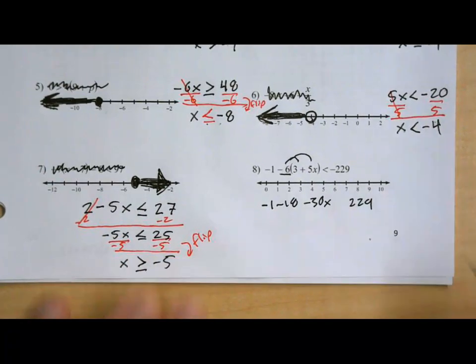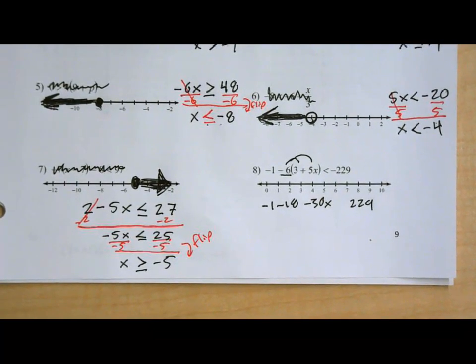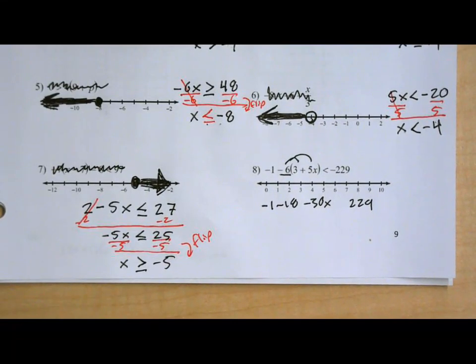I didn't write my sign because I got a question. Should we flip the sign? We did just multiply by a negative number. Is that when we flip the sign? What's the thing we're missing here? We did not multiply on both sides by the same negative number, so we do not flip the sign in this case.